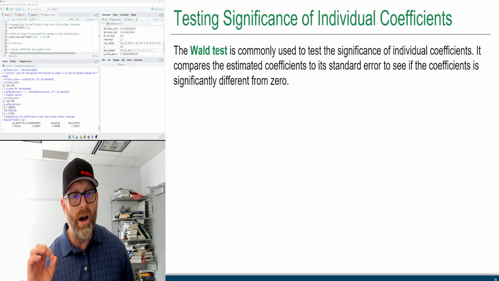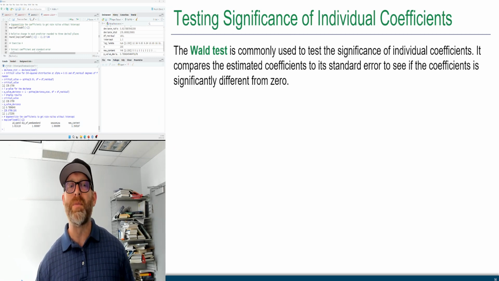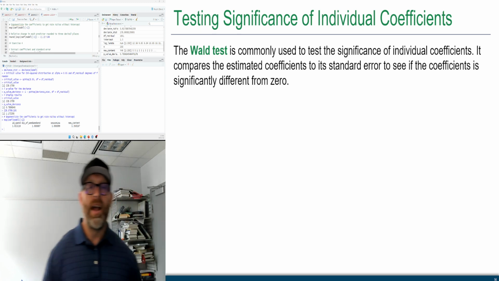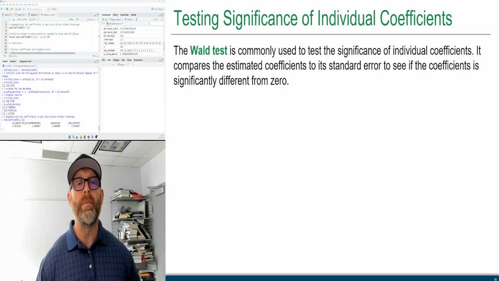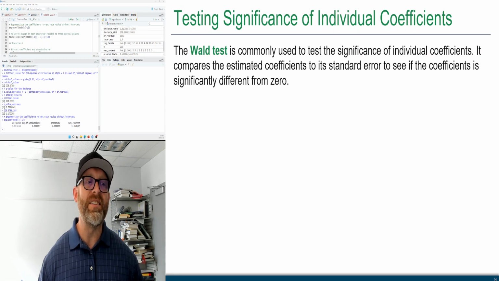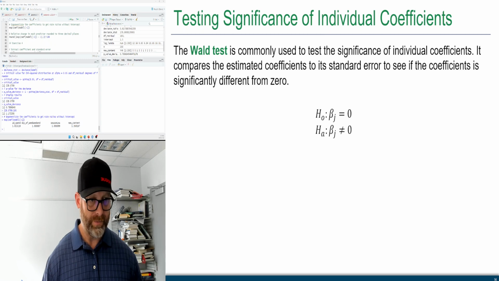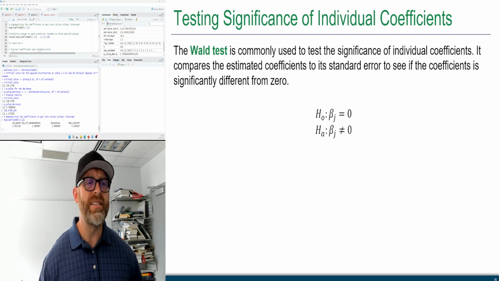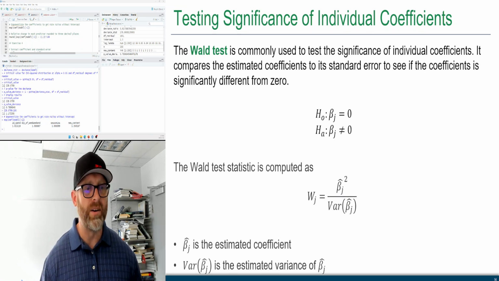We're doing this on a per coefficient basis. So it's not like I'm going to group things together. That was, when I was looking to do that, that was the partial F test here. Again, we're just looking at parameters individually. It compares the estimated coefficients to its standard error to see if the coefficient is significantly different from 0. So our hypothesis test, no difference. Beta j equal to 0 versus it's not equal to 0.